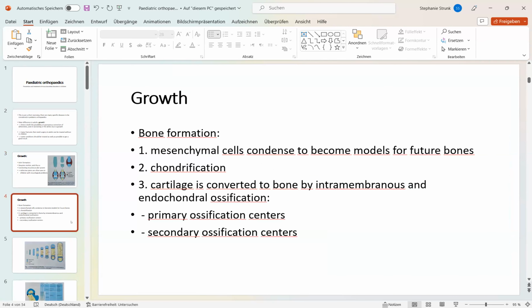This is basically the same again. In bone formation, mesenchymal cells condense to become models for future bones. Then there's the chondrification, and this cartilage is later converted to bone by intramembranous and endochondral ossification. I hope you studied all that at the beginning of your medical studies, so I'm not going into that. There are primary ossification centers and secondary ossification centers.